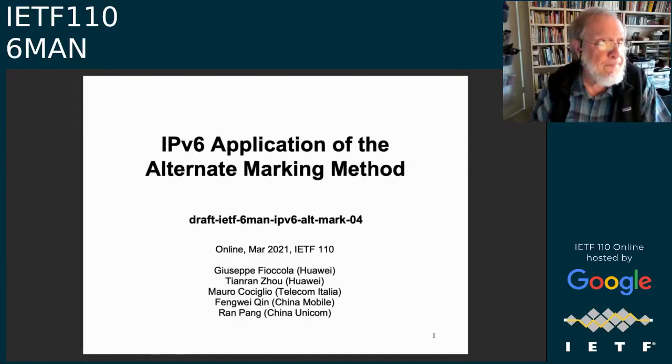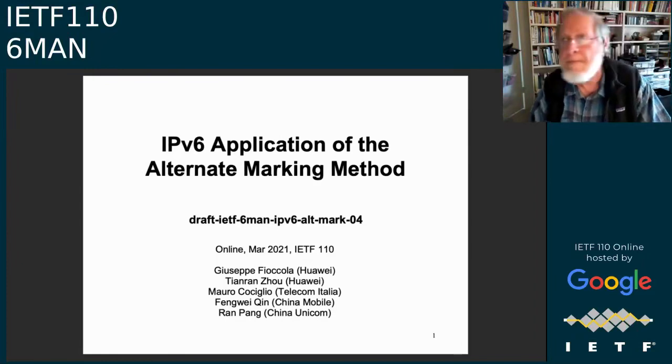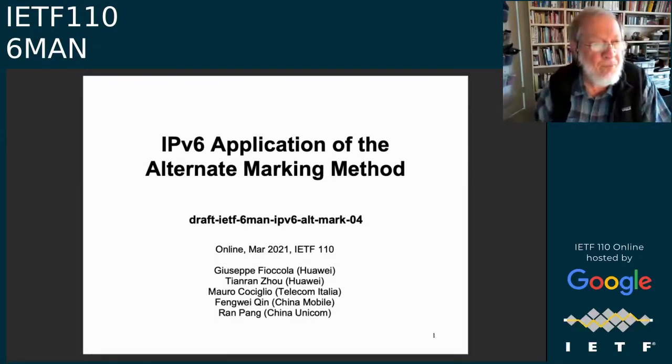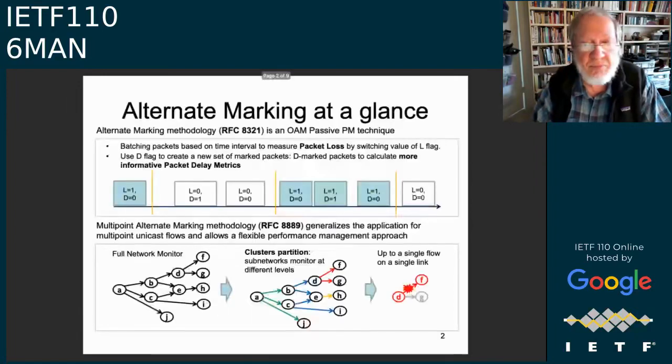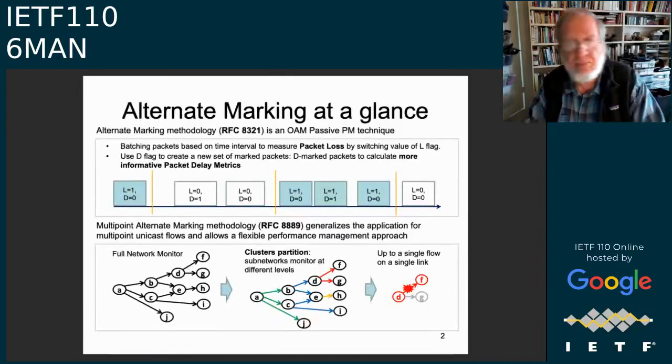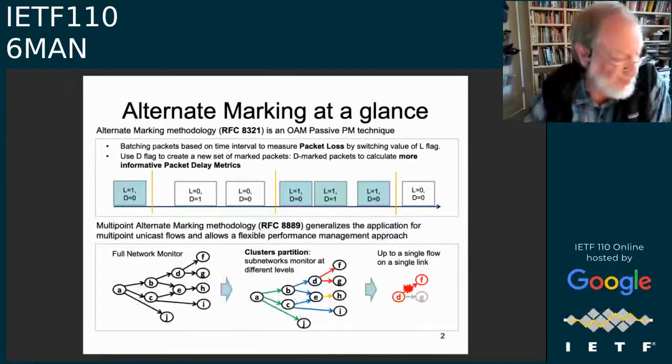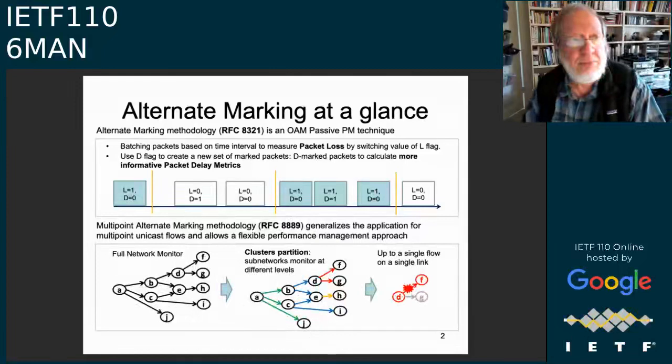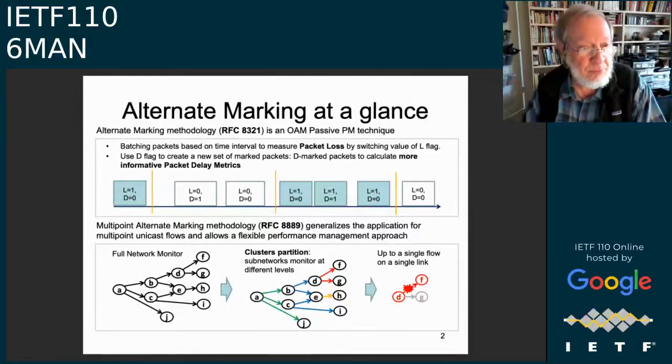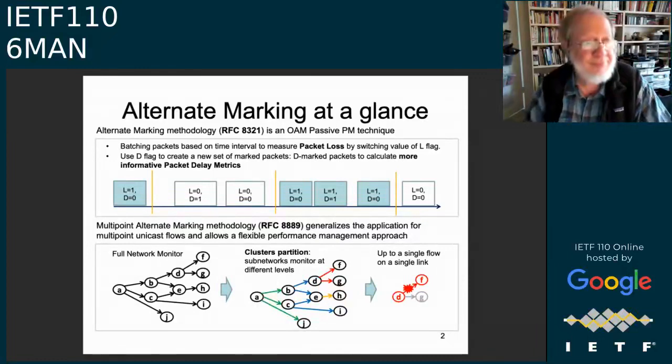As Ole said before, this is a recap about this draft that ended the working group last call in January. This is about the application of the alternate marking method to IPv6. Next slide. I will go through a few slides to summarize the main contents of the draft. This slide just gives a high-level view of the alternate marking method.